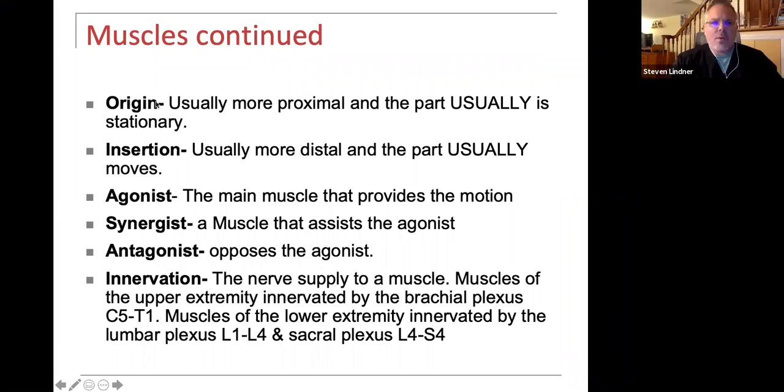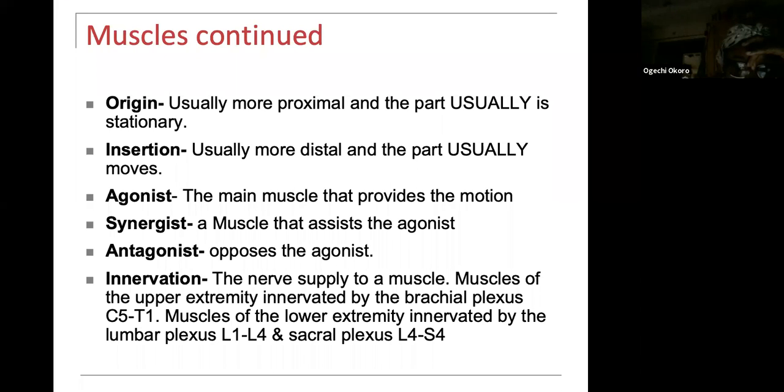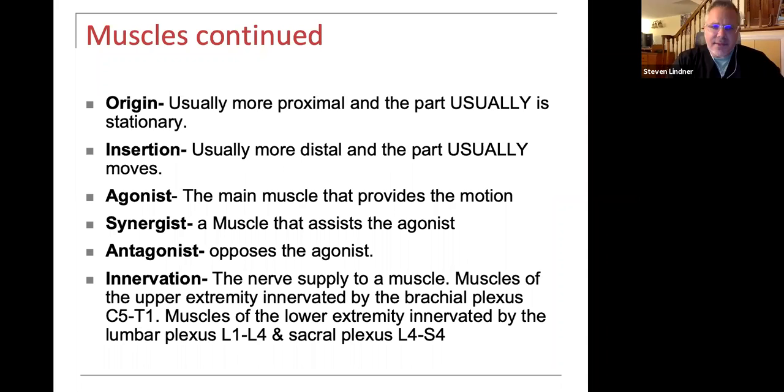So when you guys are doing muscles now in lab, one of the things that you are required to know for certain muscles are the origins and insertions. The origins are typically more proximal. The insertions are usually more distal, right?